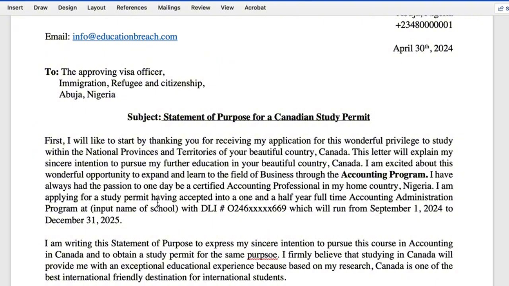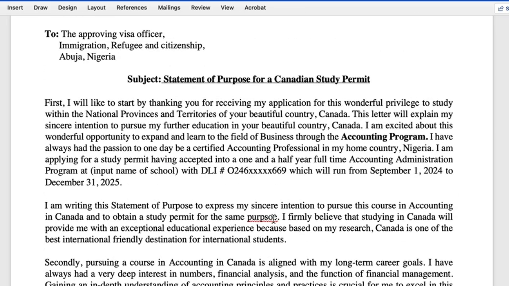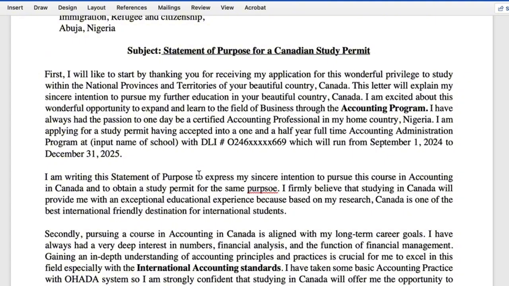I am applying for a study permit, having been accepted into a 1.5-year full-time accounting administration program at, let's say, XYZ school. So you can put the name of the school here for your own case, with DLI number O, and you put a DLI number, for example, which will run from September 2024 to December 31st, 2025. Just an example here. You can put your date, refer to your letter of acceptance for all your dates. I am writing this statement of purpose to express my sincere intention to pursue this course in accounting in Canada and to obtain a study permit for the same purpose.